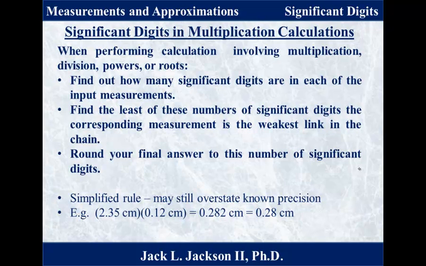So for example, if we take 2.35 centimeters times 0.12 centimeters, we get 0.282 centimeters. All the digits again, no rounding off. Now we round off for our final answer. The inputs had 3 significant digits and 2 significant digits. The weak link is the 0.12 centimeters, which only had 2 significant digits. So our answer is rounded to 2 significant digits, so that is 0.28. That 0 is not significant.